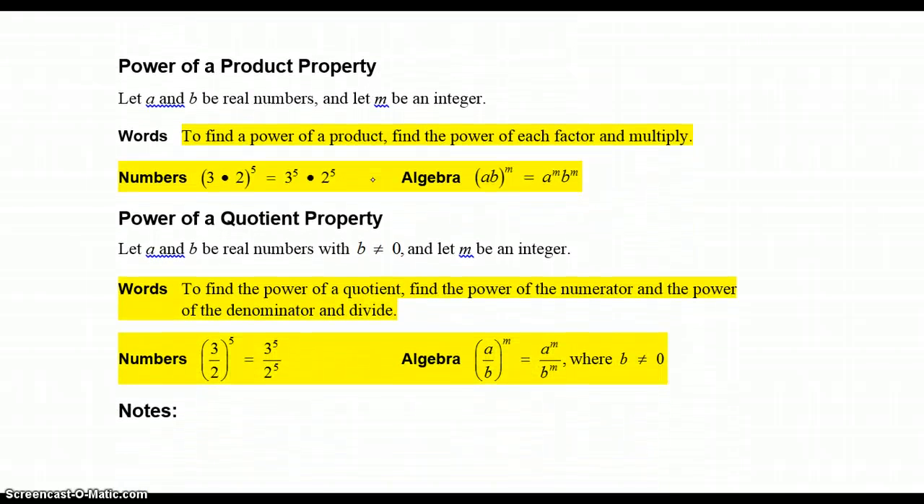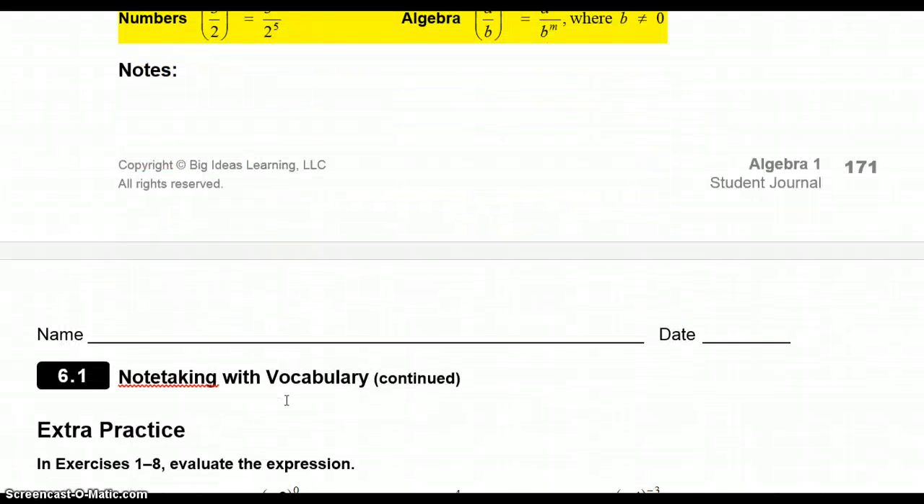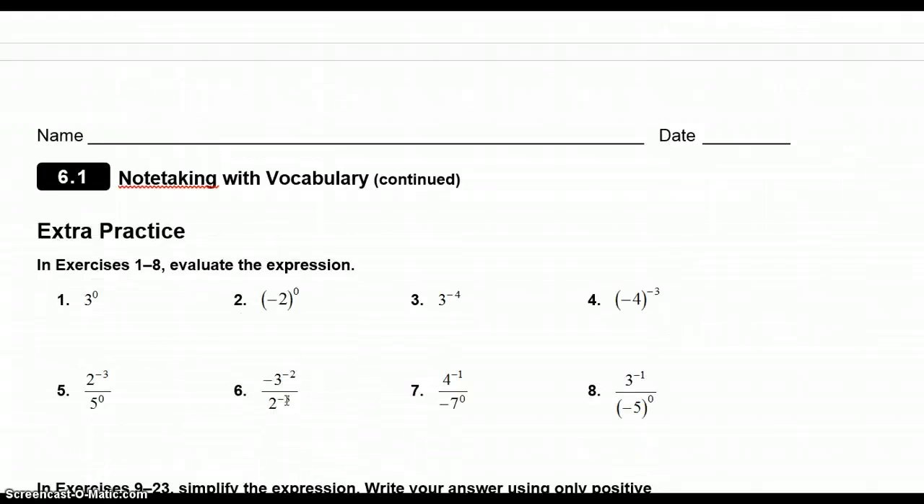Okay, and then if you look at this, to find a power of a product, find the power of each factor and multiply. So just looking at this, we have 3 to the 5th power and 2 to the 5th power. So 3 to the 5th times 2 to the 5th. We can get rid of the parentheses and take them each to the 5th power individually because it's multiplying in between. Power of a quotient property, look at this. So if we have 3 over 2, 3 halves to the 5th power, it's the same as 3 to the 5th power and 2 to the 5th power. Okay, so you could break it up that way, which will help. You can always refer back to those on page 171.